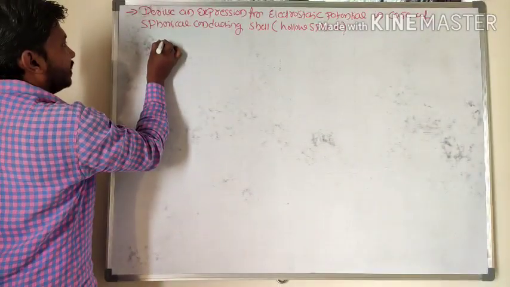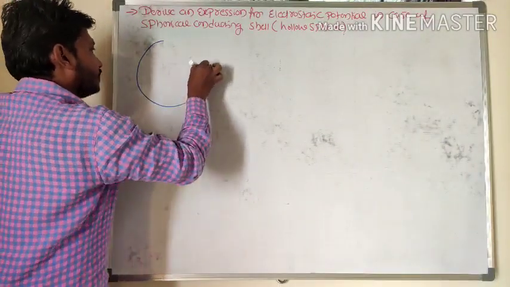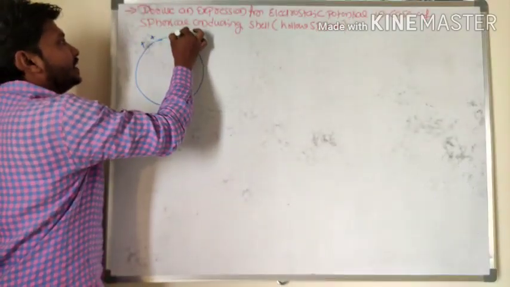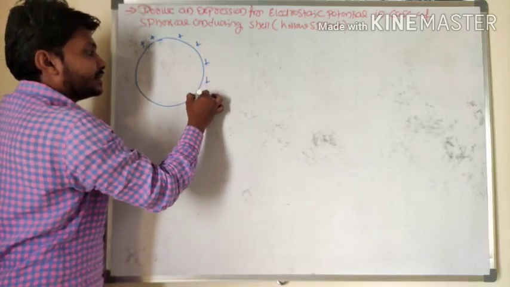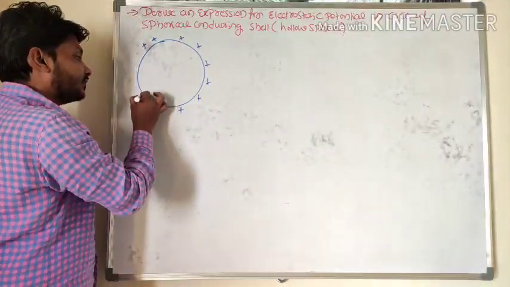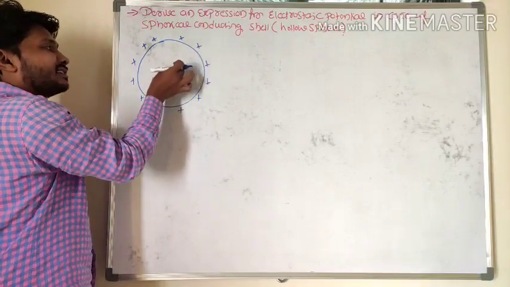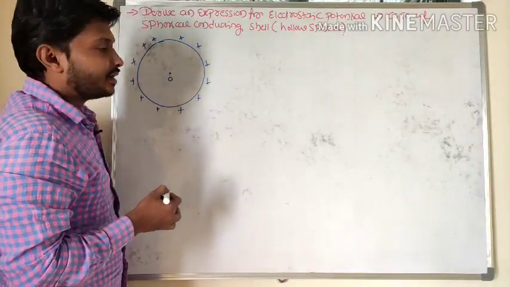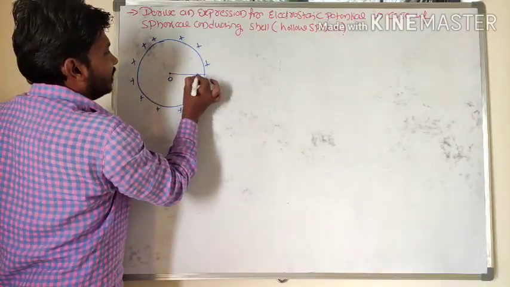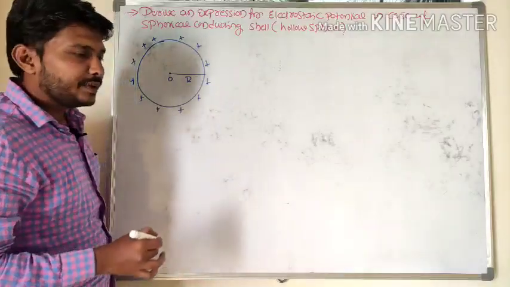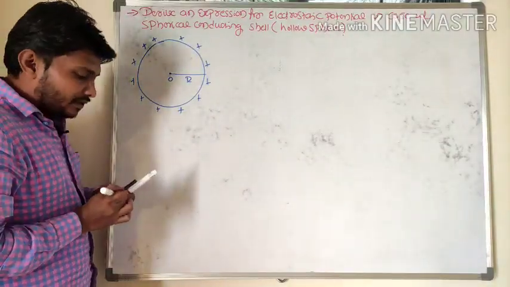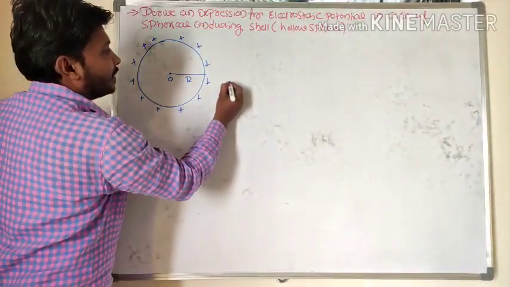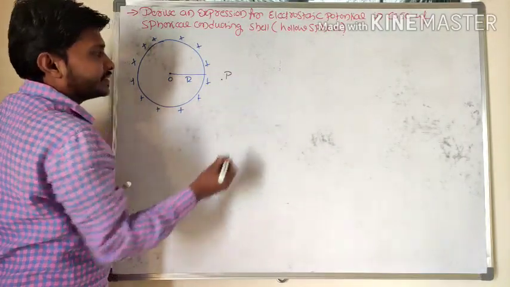For example, let me choose one hollow sphere here. In the case of that conducting sphere, charges reside only on the surface of the conductor. Charges will not be present inside. For example, this is point O I will consider, the center of the sphere. The radius of the sphere is R. Now I will choose one point outside the hollow sphere, so this is point P.